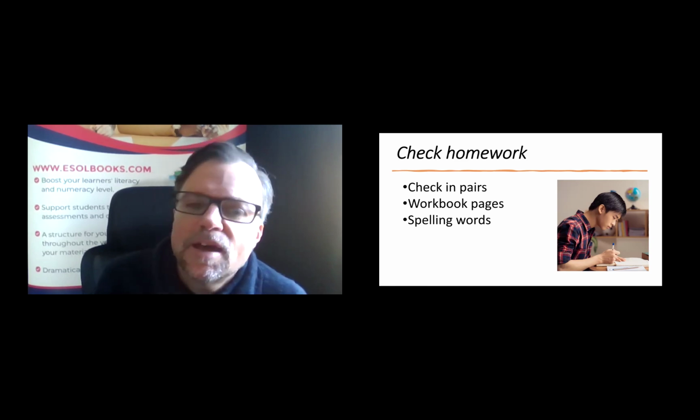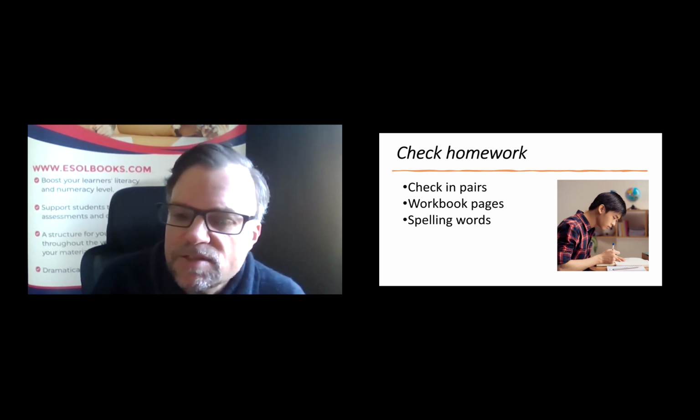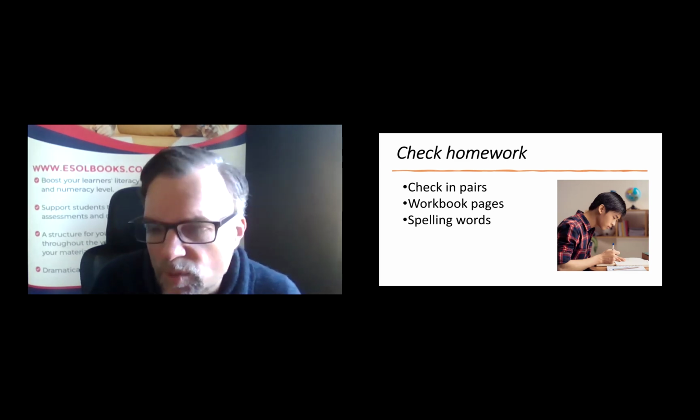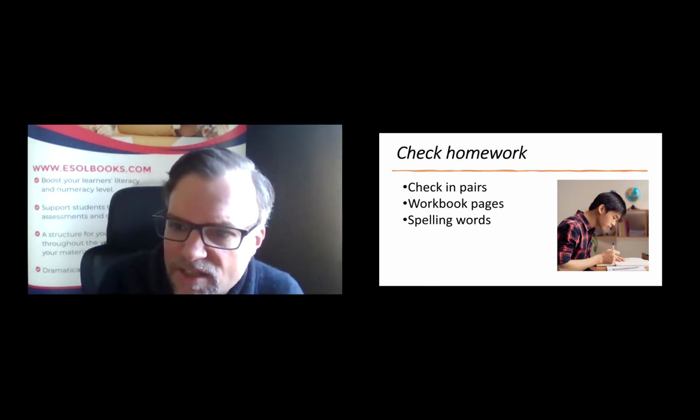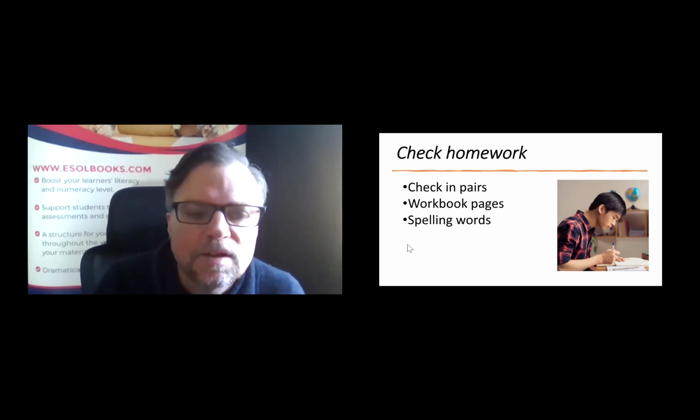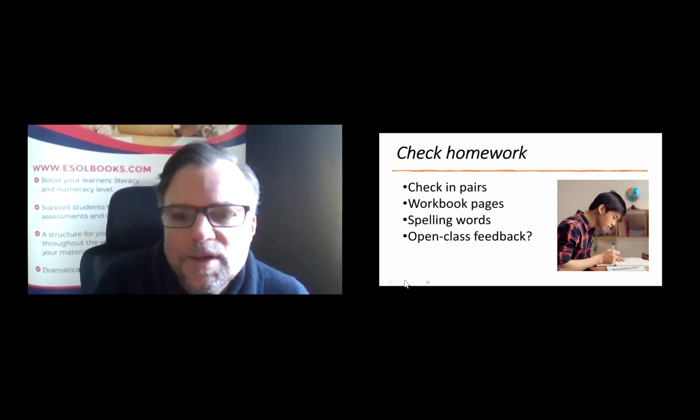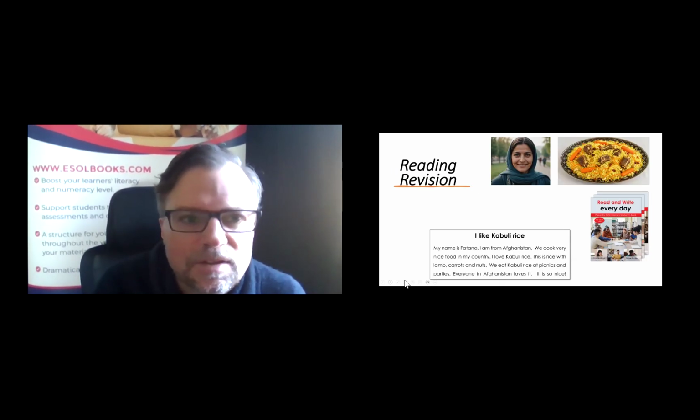You can have them test each other in pairs on the words. One says a word, the other writes it down. You could do a whole class little dictation, saying the words and they write them down. Weaker students can just write the first letter if they like, or they can do it in pairs. So there's quite a lot you can do with that. Open class feedback, as I said, it's up to you.